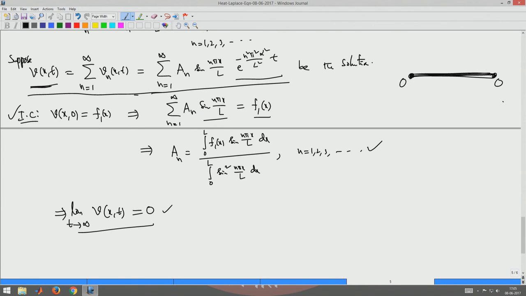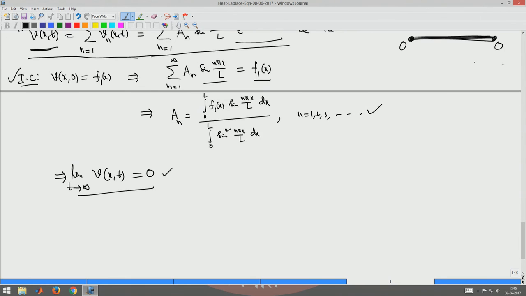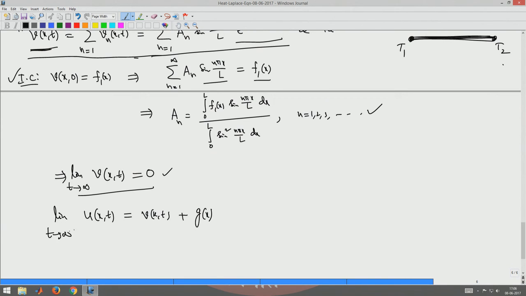It becomes 0 temperature. This is what V is. So the actual rod has T1 at one end and T2 at the other. V is 0. Your solution is V of x, t plus g of x. So as t goes to infinity, this is nothing but 0 plus g of x. So this is equal to g of x.